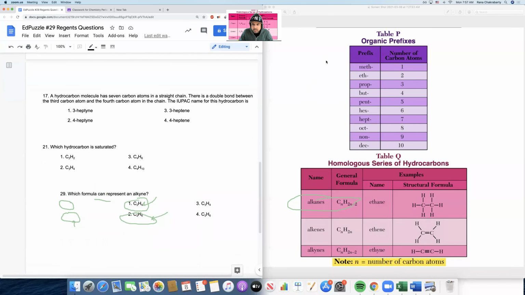Which formula can represent an alkyne? Right, so that means it has double minus 2 the amount of carbons and hydrogens. Right, so this is exactly double, so that's an alkene. This is double plus 2, so that's an alkane. This is double minus 2, so that's an alkyne. And this is exactly double, so it's an alkene. So the only alkyne was choice 3.